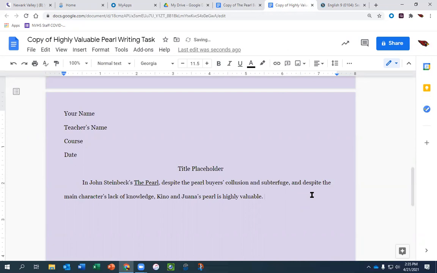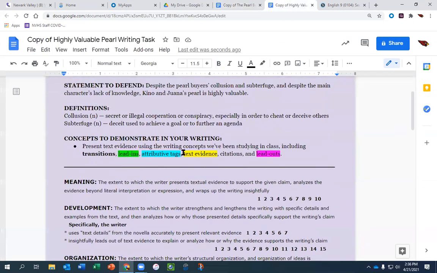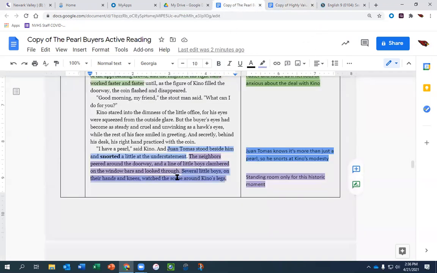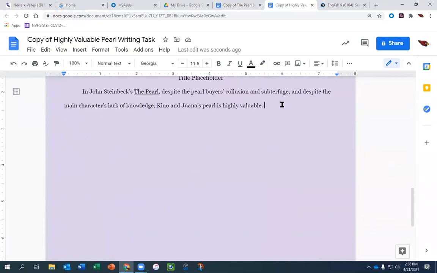What do I need? I've got to transition into, is that right? Let's see. Yeah, I need transition, lead-in, attributive tag, text evidence. I need to cite the text evidence, and then I need to explain how or why by leading out, explaining how it supports the idea that Kino and Juana's pearl is highly valuable. So, transition, I'm just starting out. This is a pretty popular one for starters. And "when" is a great lead-in starter word. So like, when this happens, Steinbeck tells readers.